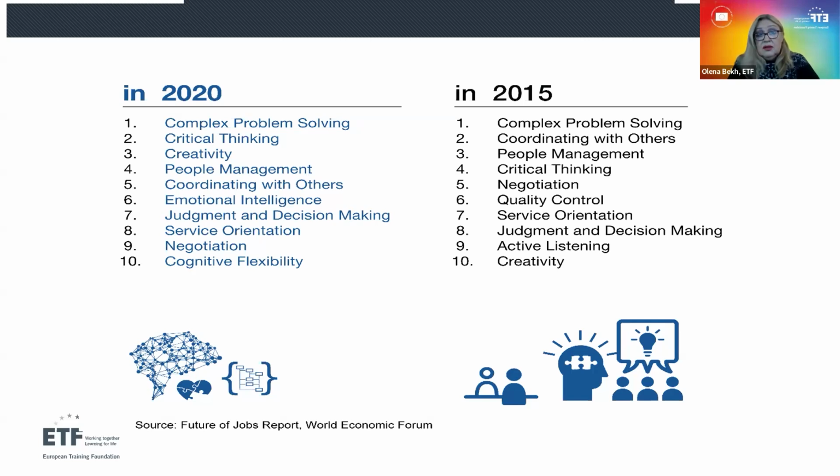If you look at 2015, look at the 3 top skills: complex problem solving, coordinating with others, people management. These were the top qualities that big employers were looking for in their employees. In 2020, critical thinking pops up to the second place, and creativity suddenly jumps from 10th place to the 3rd place.